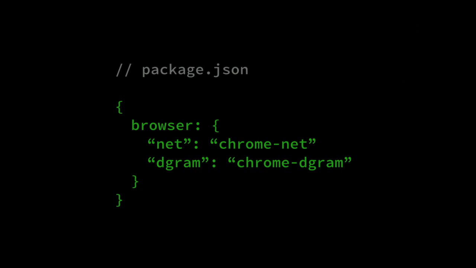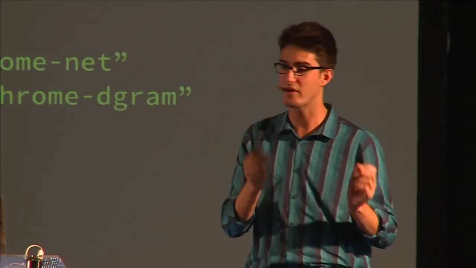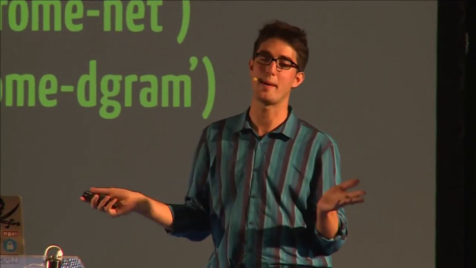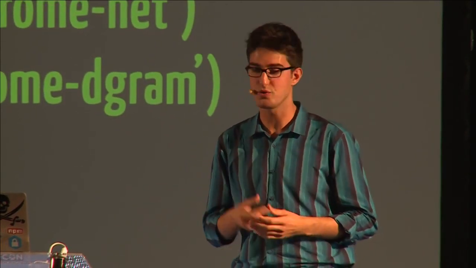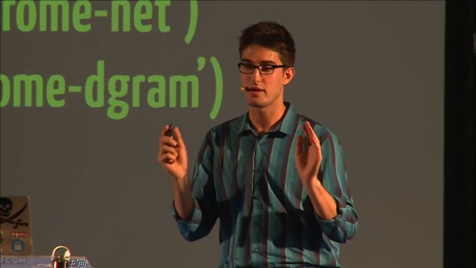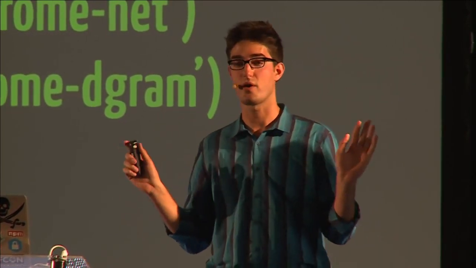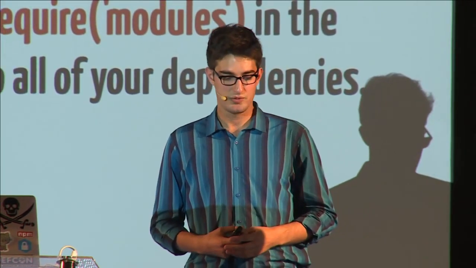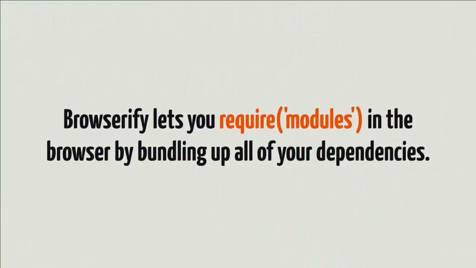And so I wrote 2 modules for the net and the dgram APIs that basically expose the Node API, but underneath they call the Chrome APIs. And so you add this to your package JSON, and then when you WebRTC your package, it will automatically do a replacement for you. And it will just work. So this is just for Chrome apps, obviously. But you could do the same thing for a Firefox OS app or whatever. But just a reminder, we're still only talking about running in a privileged environment so far. We haven't gotten to running in arbitrary web pages. So to summarize, WebRTC lets you require modules in the browser by bundling up all your dependencies for you. Sweet.